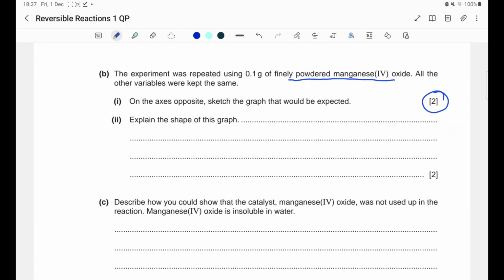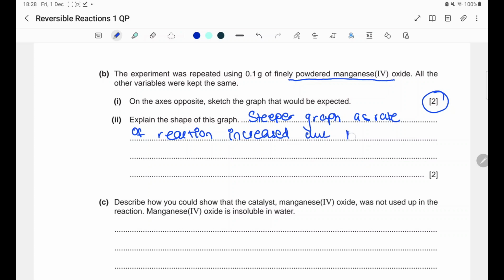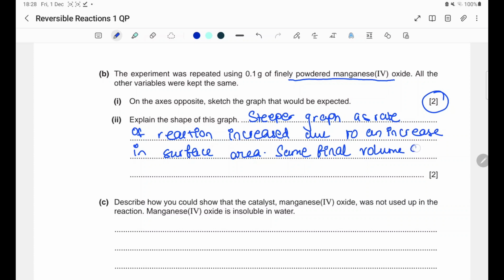Explain the shape of the graph. Well, it is a steeper graph as rate of reaction increased, due to an increase in surface area. Same final volume as the same amount of hydrogen peroxide is used.